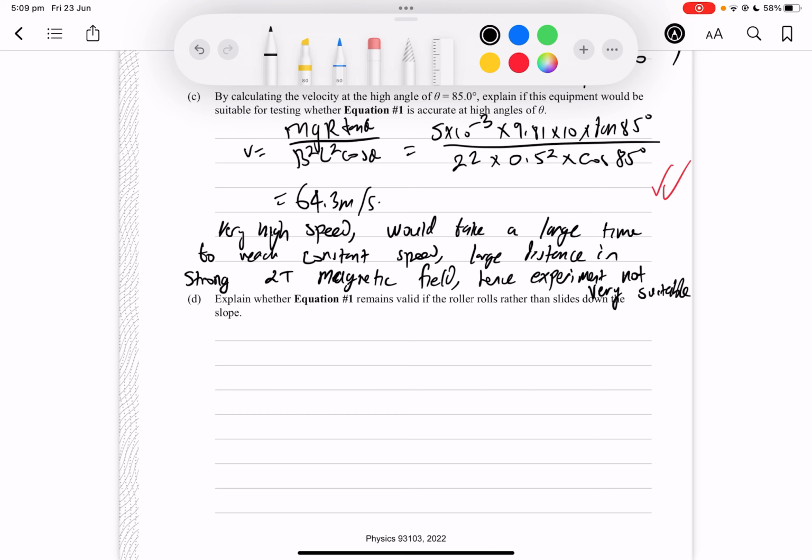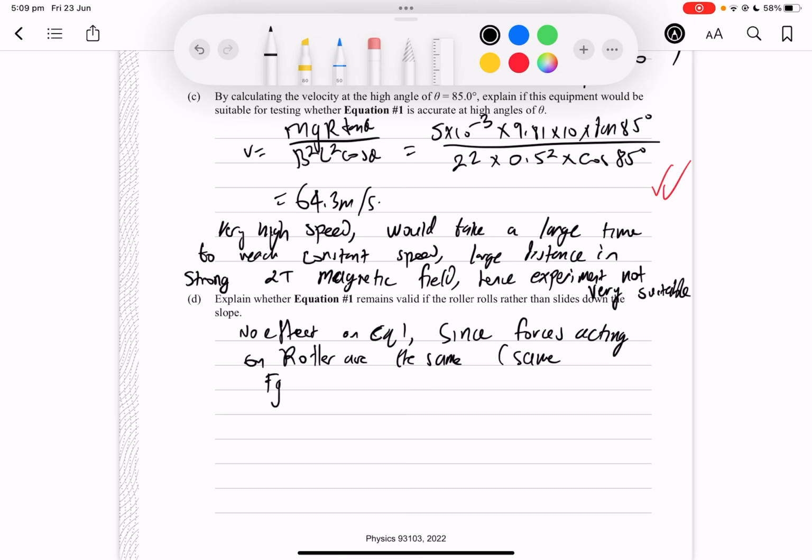So there's no effect on equation 1, since the forces acting on the roller are the same. So same Fg down the ramp and same F up due to the opposition force at the constant speed.